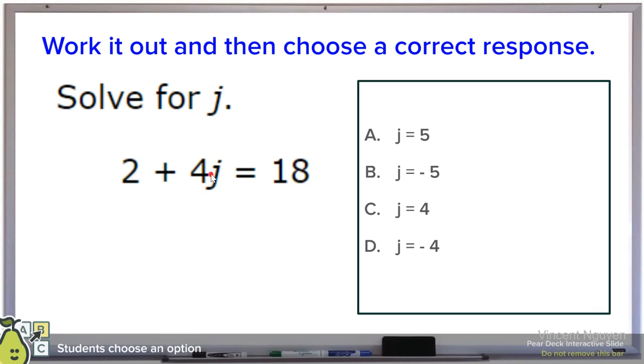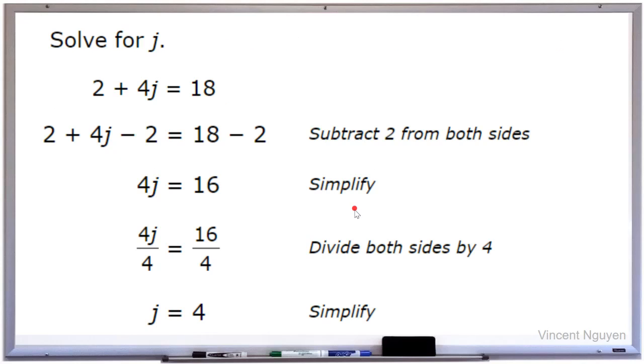And then finally, to undo this 4, because it is multiplication, we're going to use the inverse of that, which is division. So we're going to take 16 and divide by 4. So your answer should have been C if you did this by yourself. All right, so here's exactly what I just said worked out for you. If you did something wrong on the last slide, make sure you check your work with this slide.